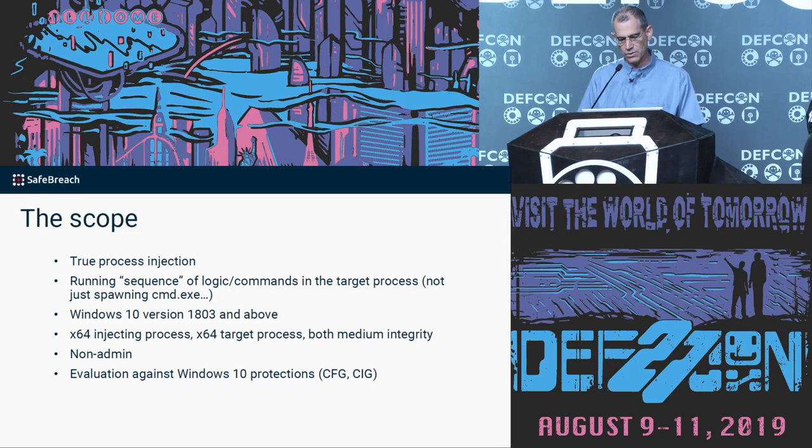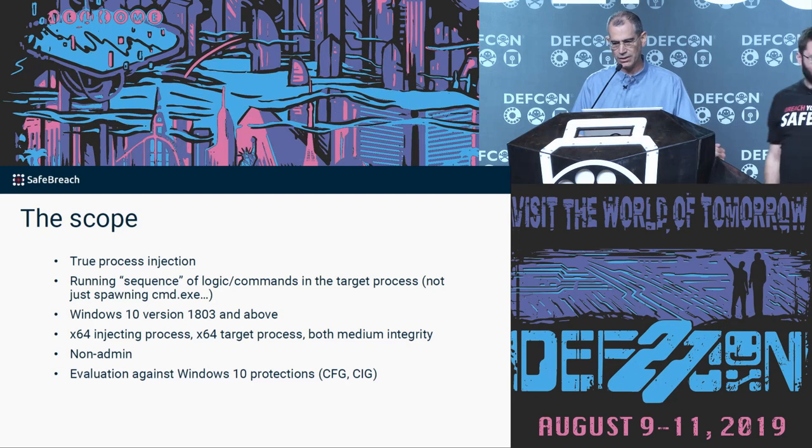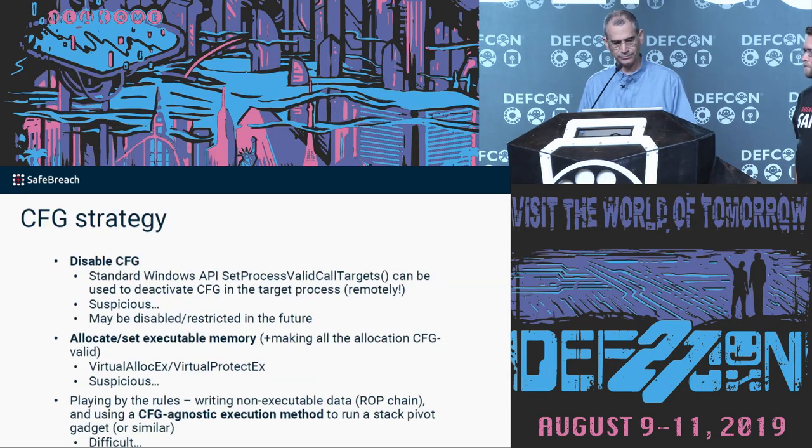The focus was on Windows 10 version 1803 and above. So we're talking about pretty recent versions of Windows 10. X64 injecting process and X64 target process, both medium integrity. We only look at techniques that do not require admin rights, and we evaluate all the techniques against the recent Windows 10 protections, specifically CFG and CIG.